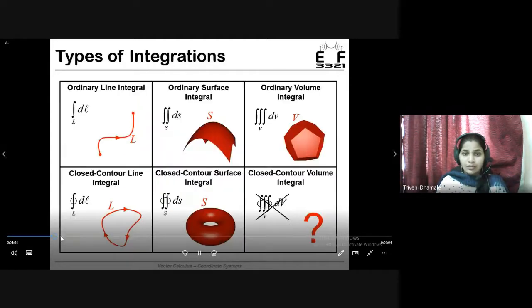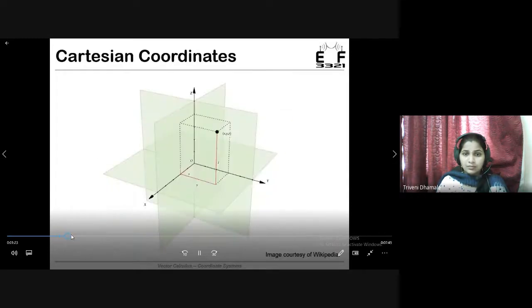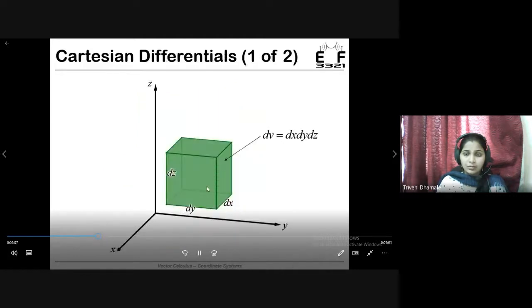Now again, it is a Cartesian coordinate system. The intersection of these three planes x, y, z. Consider a cube, dx, dy, dz. As we have seen, how these three surfaces are there and what the surface area is.